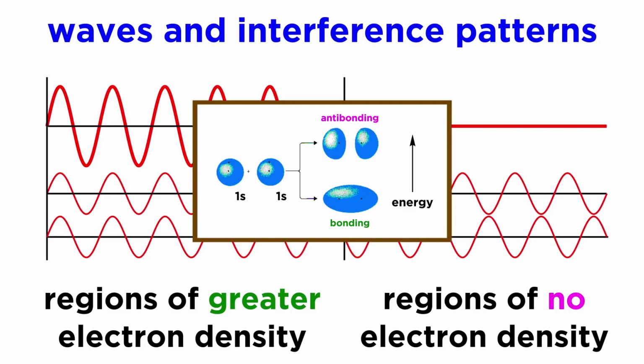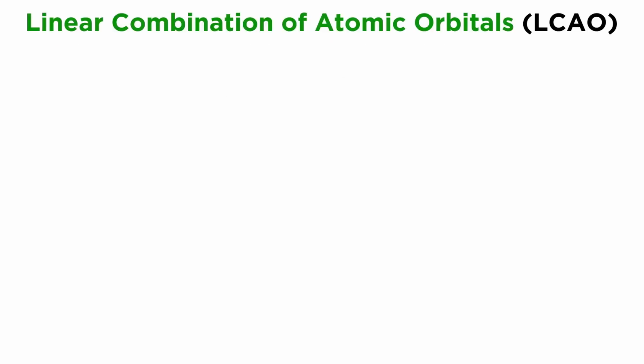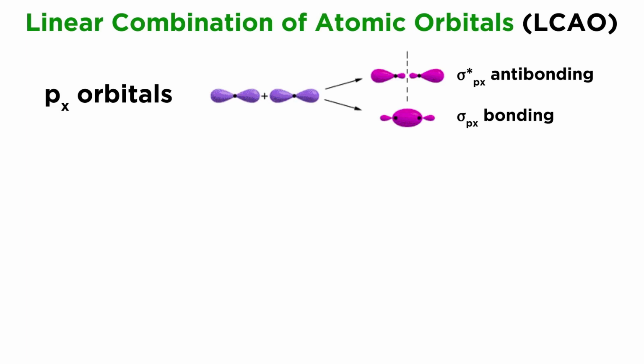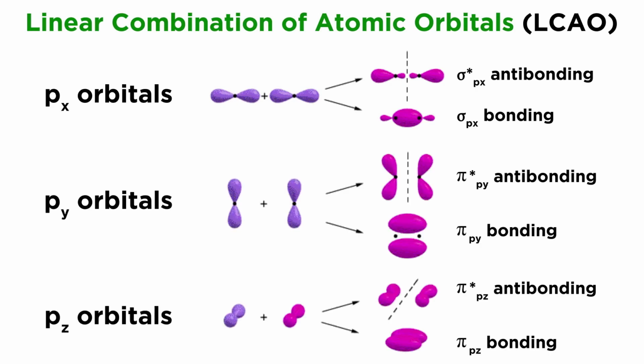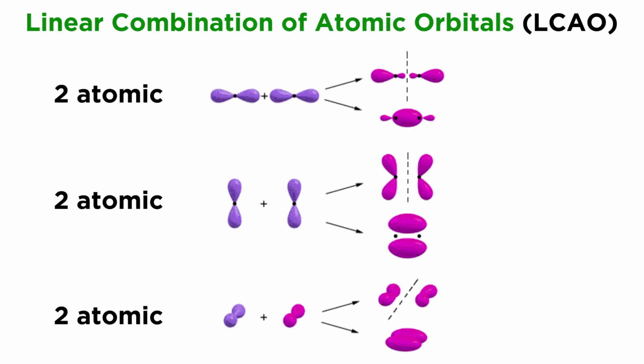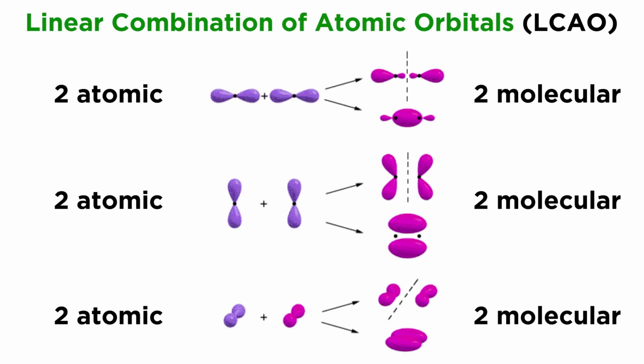We can do the same thing with p orbitals, utilizing direct overlap, which will yield sigma px and sigma px star molecular orbitals, or lateral overlap, yielding pi and pi star molecular orbitals from the overlap of py and pz atomic orbitals. Orbital number is always conserved, which is why the linear combination of two atomic orbitals will always result in two molecular orbitals, one bonding and the other antibonding.